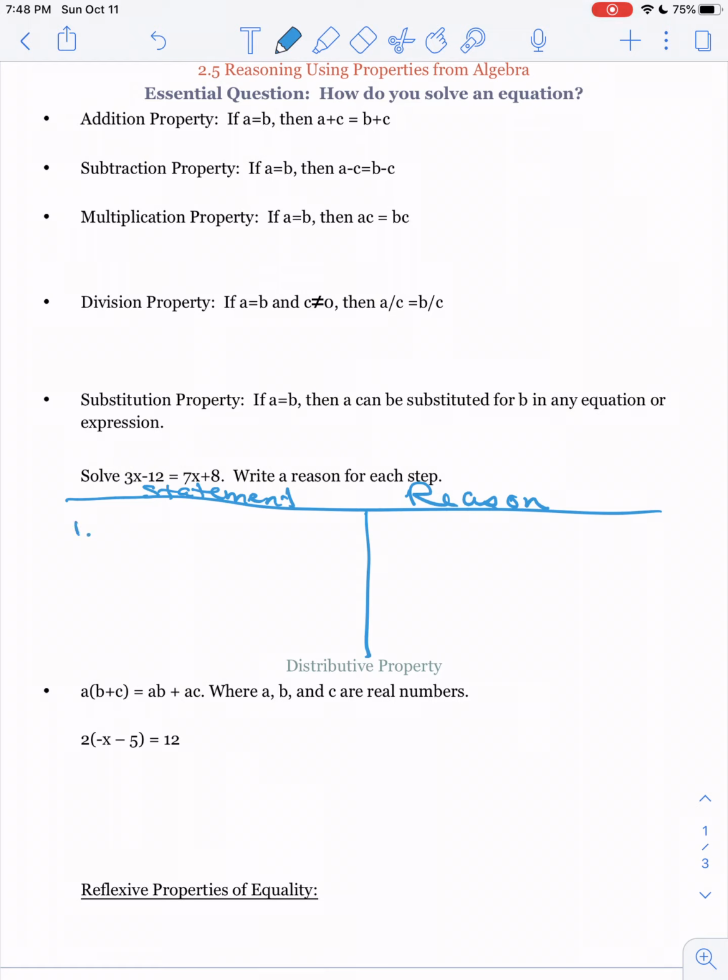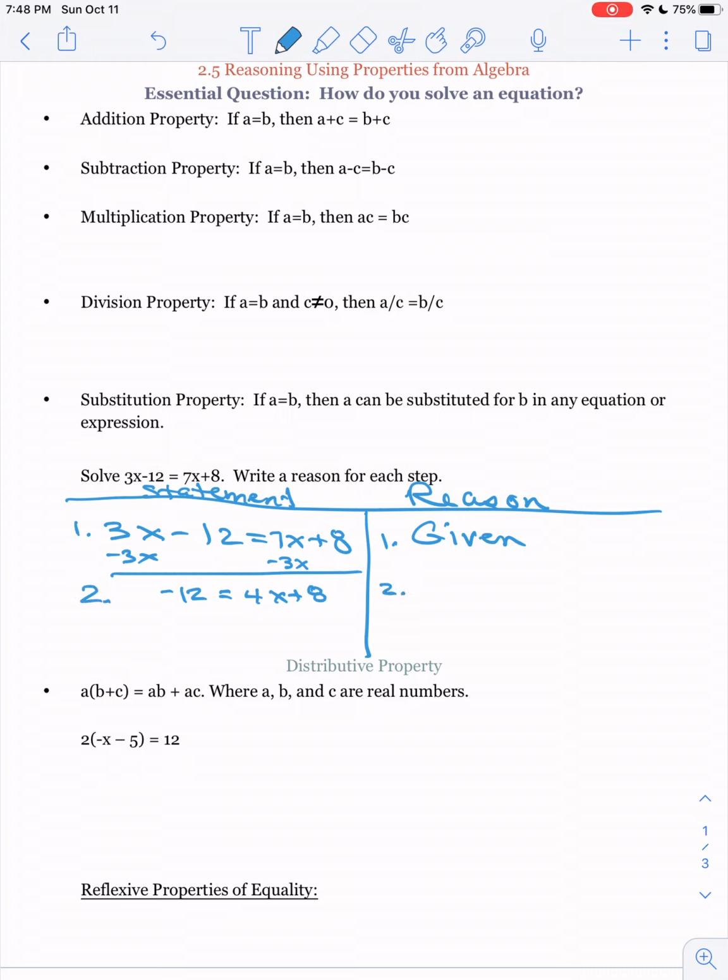So you always start with the given. So we have 3x minus 12 equals 7x plus 8. And the reason I know that's true is because it was given. So we write that it was given. If you were solving this, what's the next thing you would do? I'd probably subtract 3x from each side. I usually recommend getting your x's together, and I usually get rid of the smaller one. So you get negative 12 equals 4x plus 8.